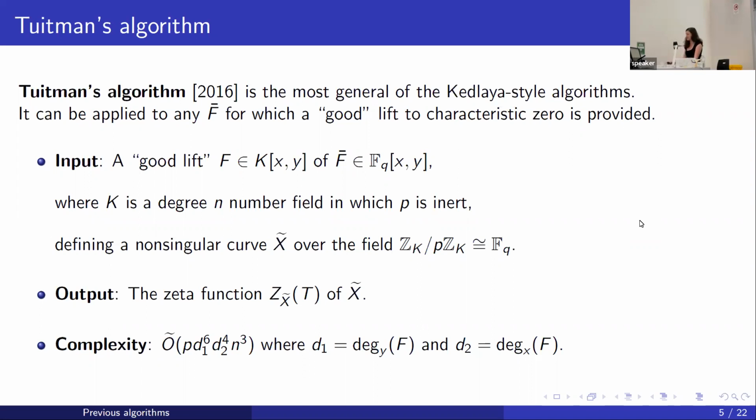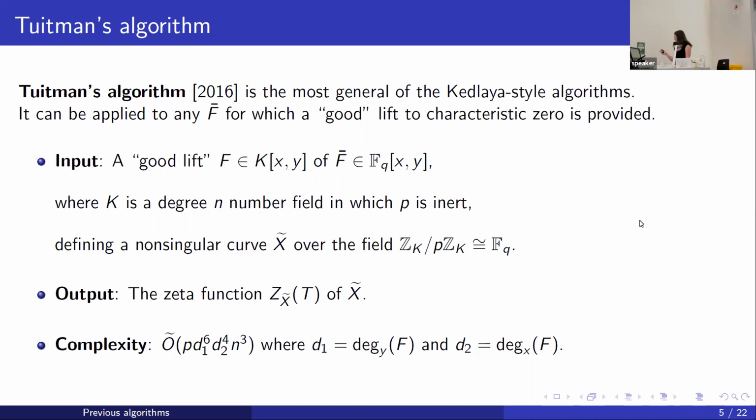Tuitman's algorithm applies to any input for which a good lift to characteristic 0 is known, where a good lift is a lift meeting some technical p-adic conditions on the discriminant of that lift. In practice, Tuitman's algorithm takes as input a prime p and a polynomial F defined over a number field where the prime is inert in that number field and this polynomial F is monic in Y and defines a good lift of its reduction mod p.